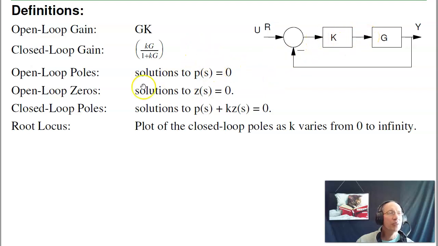The closed loop poles, when you close the feedback loop, the poles shift. And it turns out the closed loop poles are the open loop poles plus K times the open loop zeros. The roots to that polynomial are the roots to the closed loop system. And that's what we really care about, is the closed loop system stable. And the Root Locus is just a plot of the locus of the roots of the closed loop system as K goes from 0 to infinity.